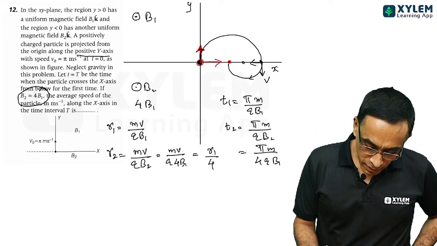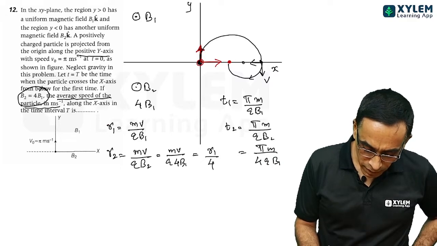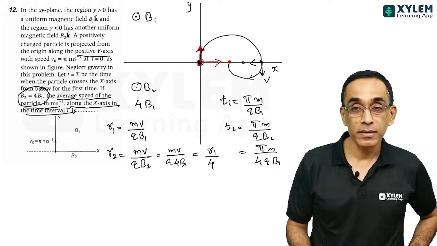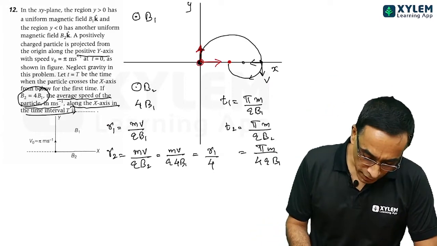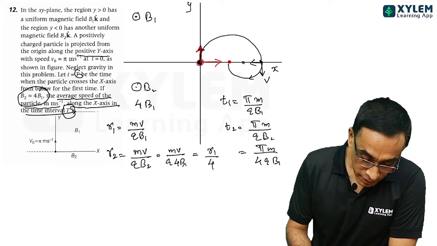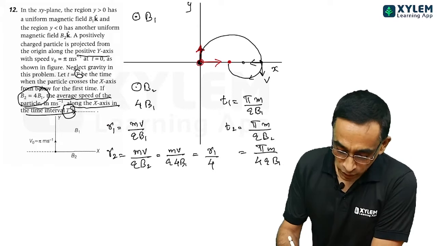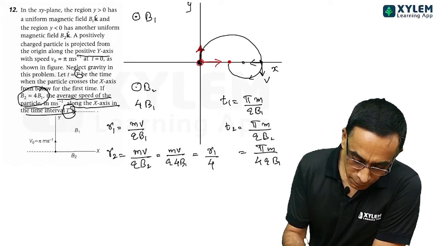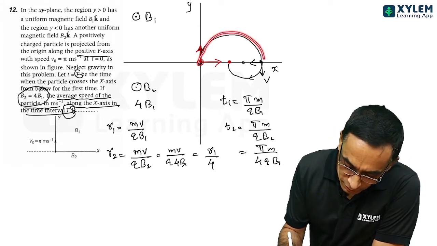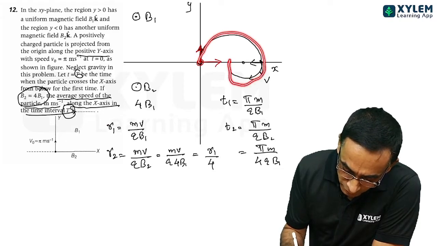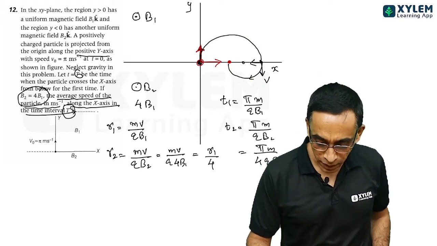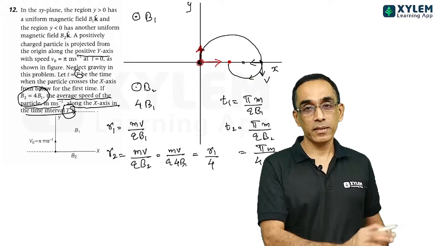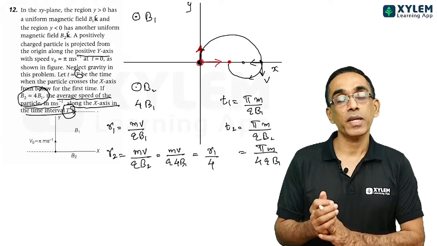What is asked? The average speed of the particle in meters per second along the x-axis, in a time interval t. And what is this t? It is the time when the particle crosses the x-axis from below for the first time. Look, the particle starts from here, comes here, and the time when it first crosses the x-axis from below is T1 plus T2, isn't it? Half the time period in the first circle, half the time period in the second circle. So the time taken T is the sum of T1 and T2. Is that okay?